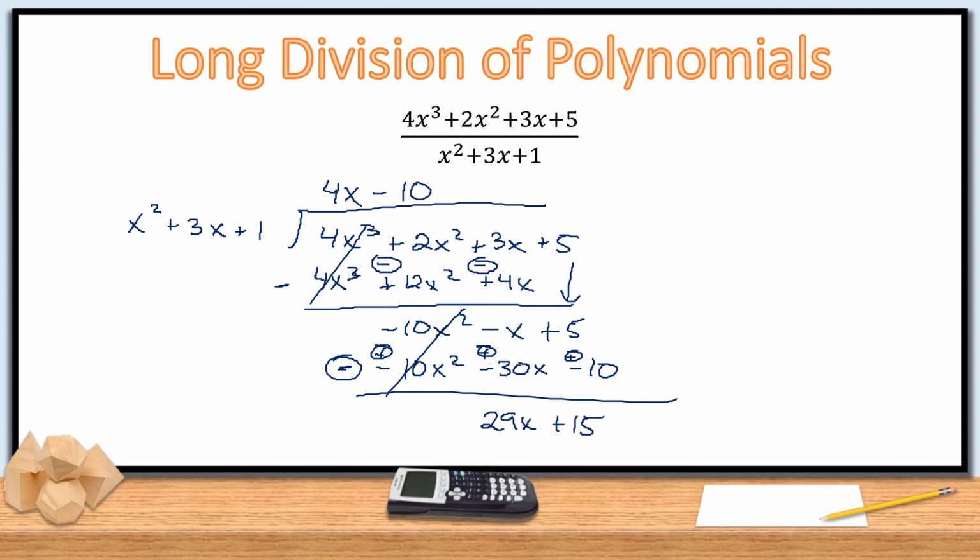So we're done at this point because x squared does not divide into 29x. So we would say this is 4x minus 10 plus 29x plus 15 all over the divisor still. Or we would say it's 4x minus 10 with a remainder of 29x plus 15.